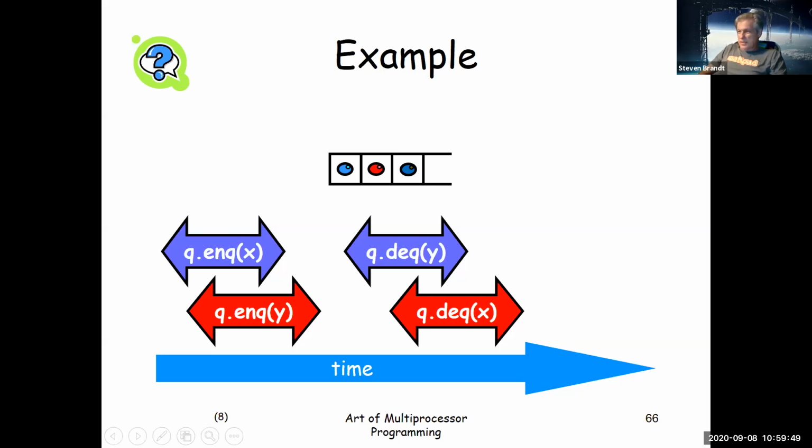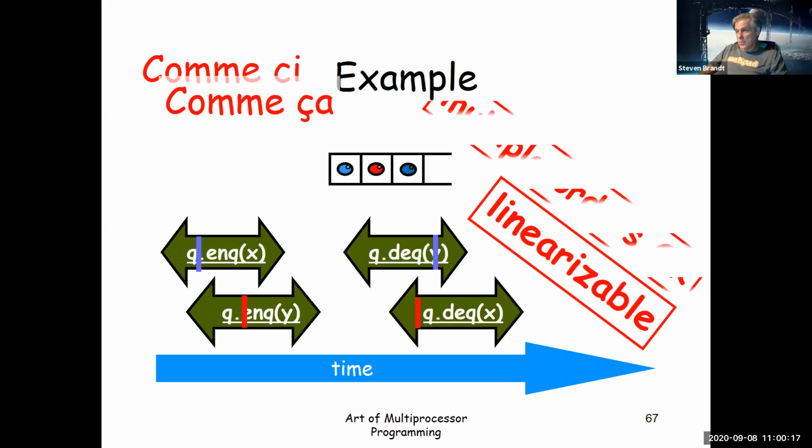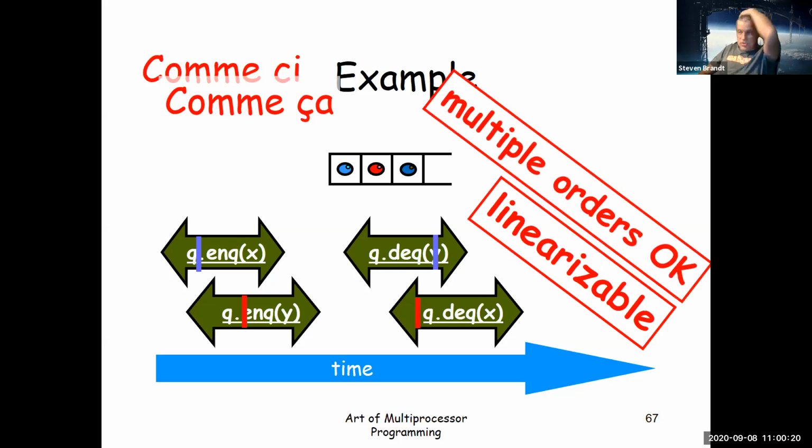So let's take a look at what happens. Now, if we choose these as our linearization points, we NQY, then we NQX, then we DQY, then we DQX, we have something that is linearizable. But on the other hand, we could choose NQX, NQY, then DQX and DQY, and that's also linearizable. So there's two different ways that we could make this work. Multiple orders are okay, but the point is, regardless, it's linearizable. Does that make sense? Does it not make sense?